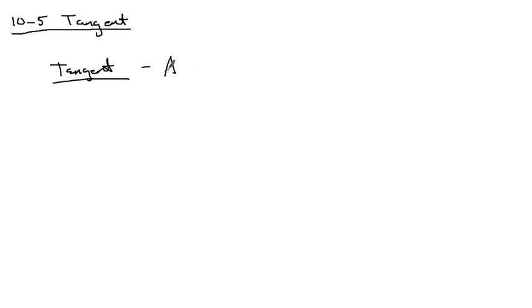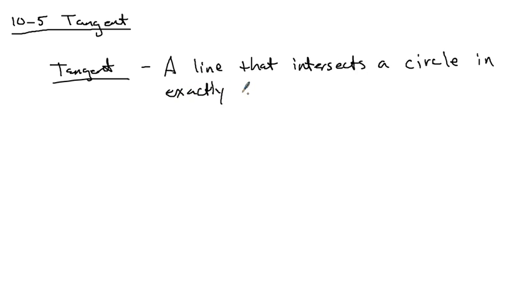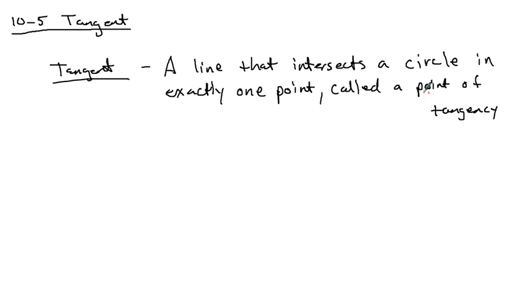A tangent is a line that intersects a circle in exactly one point, and that point is called a point of tangency. So that's important to recognize, point of tangency.